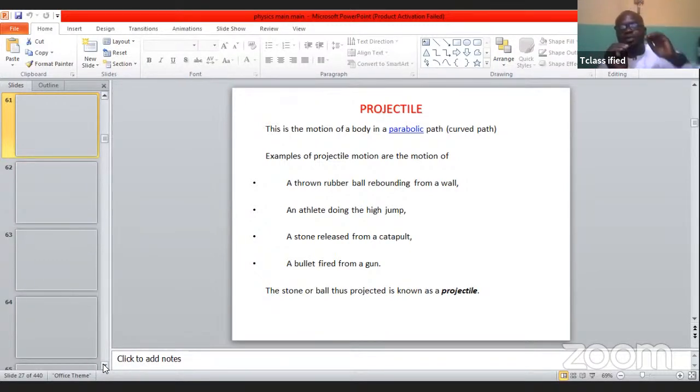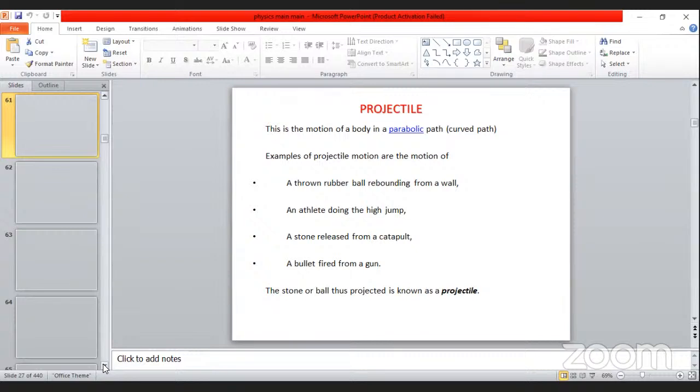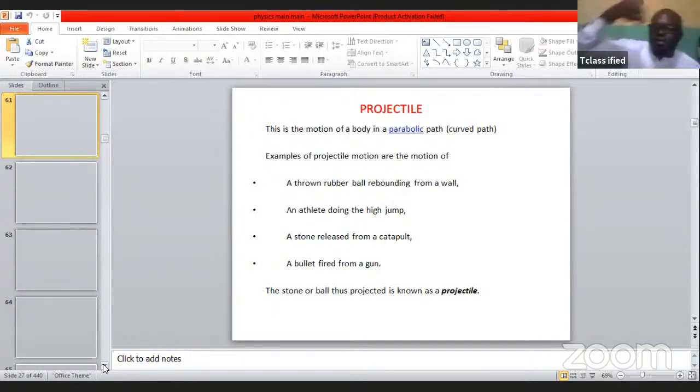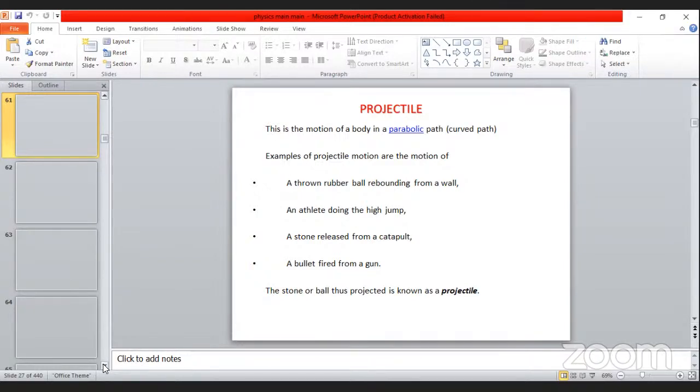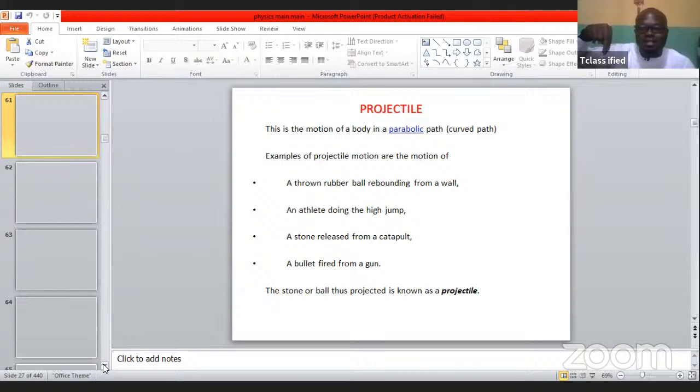So high jump, all of us know what high jump is. Chika, do you know what they call high jump? Yes, sir. You know that jump that people run? You know the jump? Yes. You watch Olympics? Yes, sir. Somebody runs, he jumps.